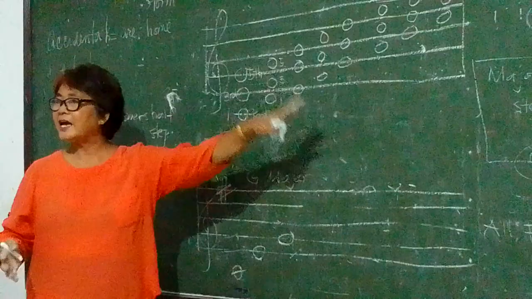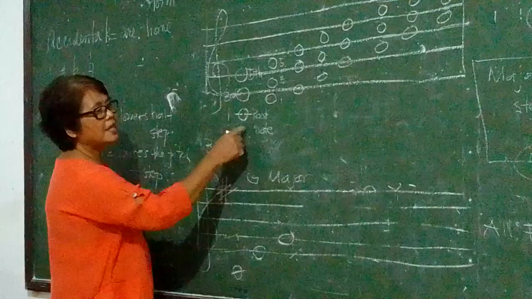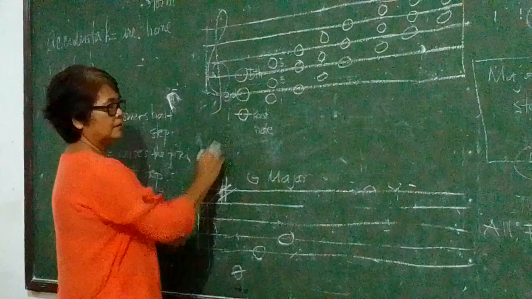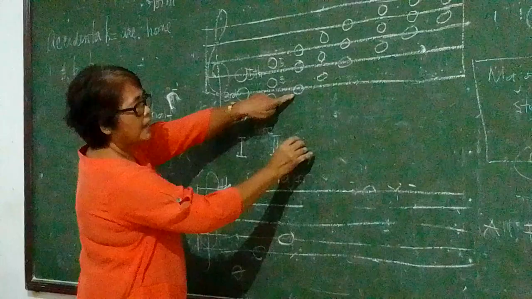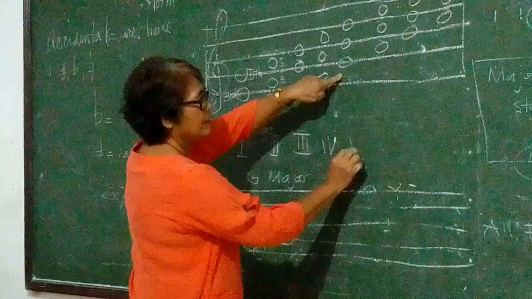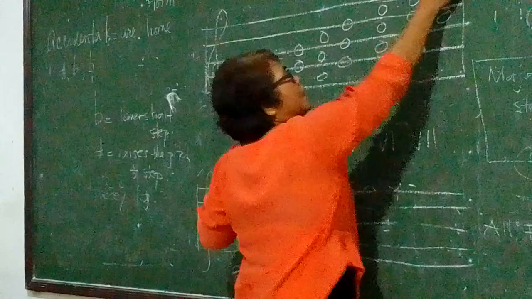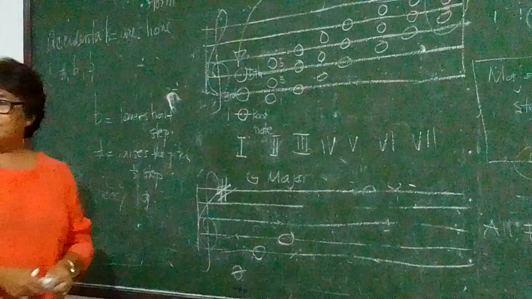So, for C, what is the Roman number? One, two, three, four, five, six, seven. They are the same, an octave apart. Okay, try to listen.